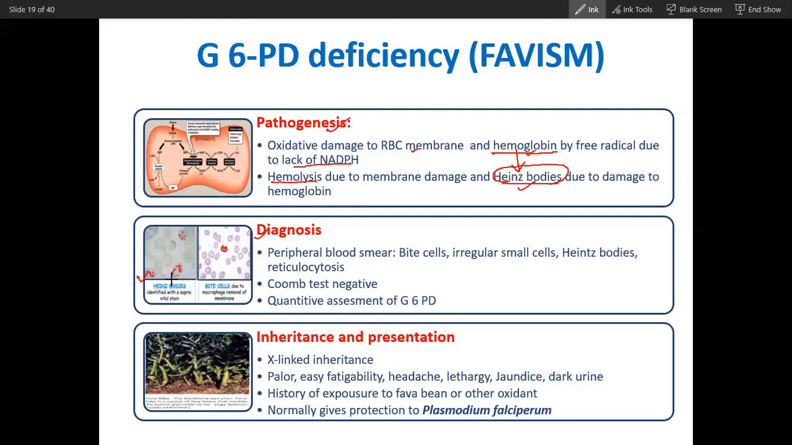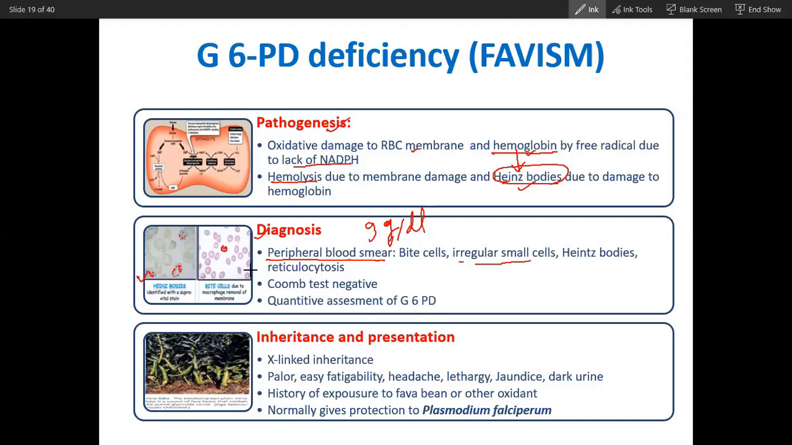So these bite cells and Heinz bodies will be present if you see the slide of the blood, which is called a peripheral smear, or blood smear. You take out blood, put it on a slide, stain that slide, and you see these Heinz bodies in the RBC and bite cells. And there will be fewer RBCs, less hemoglobin. This is an anemia, as we have seen in our case, where the hemoglobin was 9 grams per deciliter.